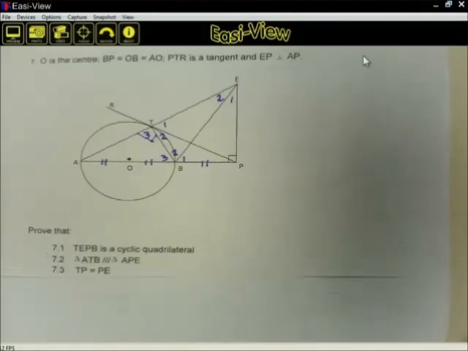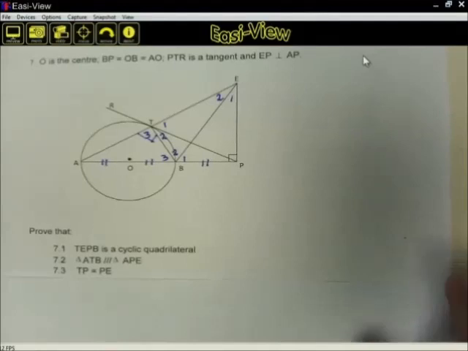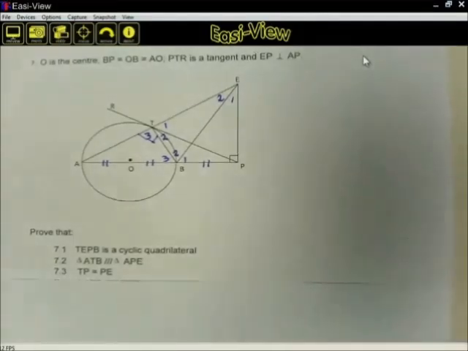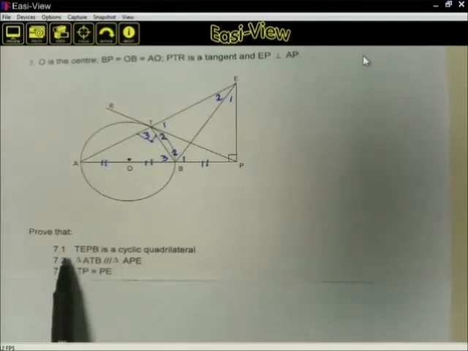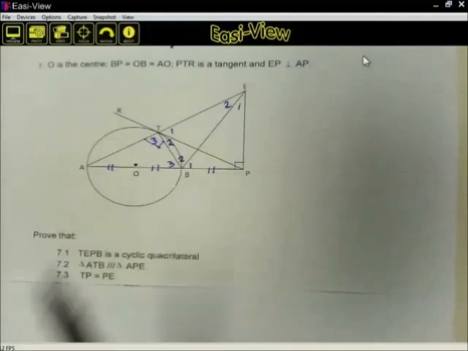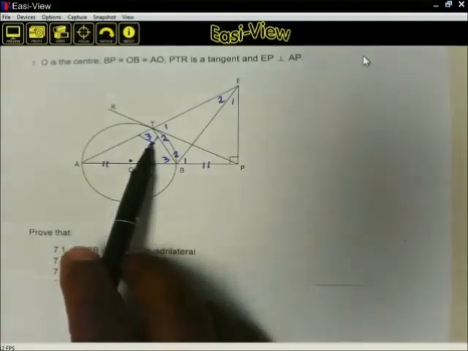Let's carry on with the solution. I gave you 3 minutes to solve it. I hope you've managed. Remember what I indicated to you, that in 7.1 we have proven that TEPB is a cyclic quad. And remember, angle T3 is equal to 90 degrees. That is an angle subtended by diameter.